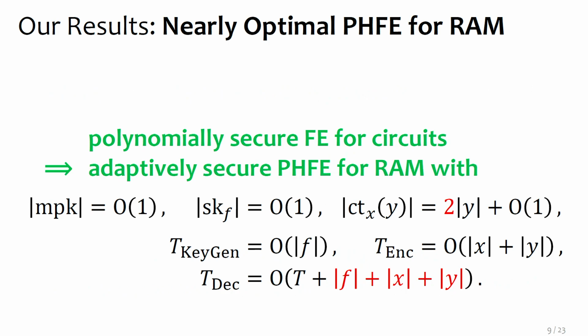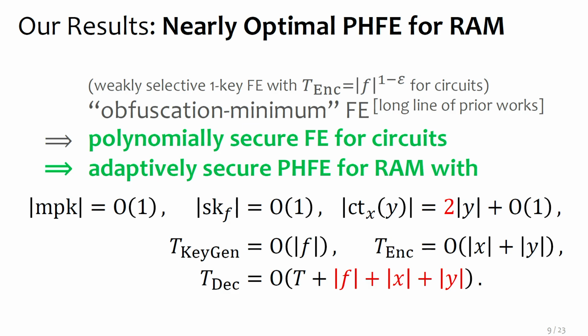Positive results first. We construct a nearly optimal functional encryption for RAM from just functional encryption for circuits. A long line of previous works shows that the so-called obfuscation minimum functional encryption, which has a long qualifier, actually implies polynomially secure functional encryption for circuits. So if you combine our work with the previous works, then you get the best PHFE from any interesting FE for circuits. Here there are two little problems. The first is that the ciphertext is rate 2 in the private input. The second is that the decryption time additionally is linear in the description size of f, x, and y.